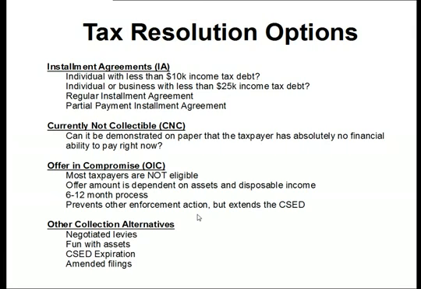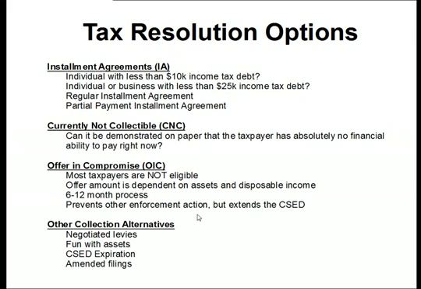The most common resolution option is what's called an installment agreement. This is simply a monthly payment plan. If the taxpayer is an individual that has less than $10,000 in income tax debt, great. There's this thing called a guaranteed installment agreement. They don't even have to provide financial information. They can propose a payment plan. As long as it's reasonable, the IRS is required by law to accept it.